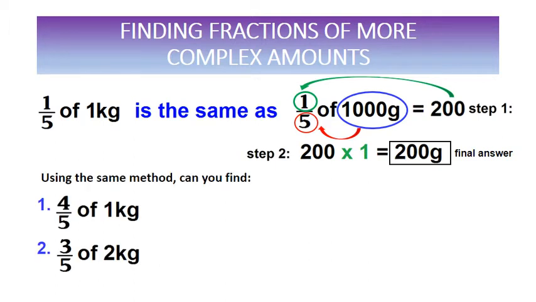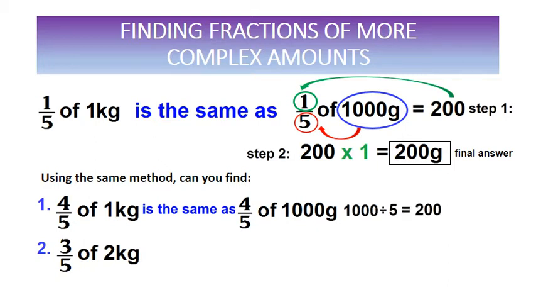So let's see if we can use the same method for these two. So number 1, we've got 4/5 of 1 kilogram. So again, I'm faced with having to divide the 1 by the 5. I want to avoid that. So I'm going to change that question into 4/5 of 1,000 grams. Now I divide the 1,000 by the 5, gives me 200, and then I need to remember for step 2 to multiply that 200 by the numerator, which is 4, which gives me an answer of 800 grams.